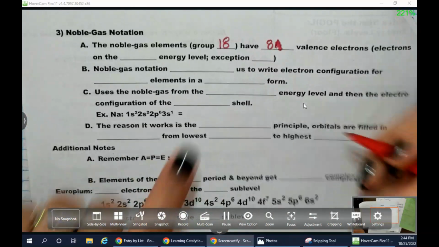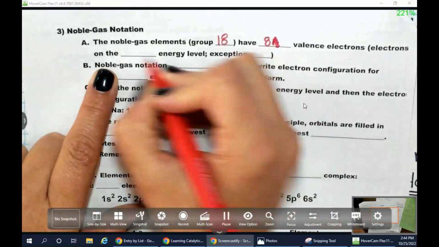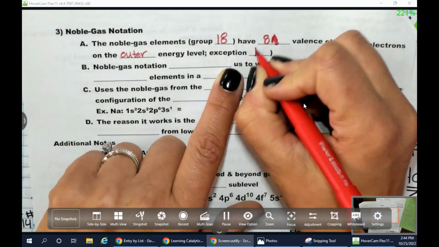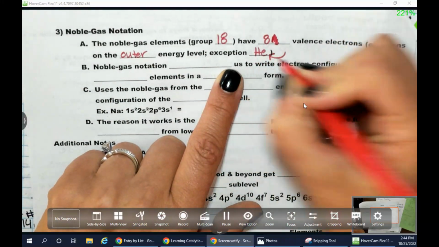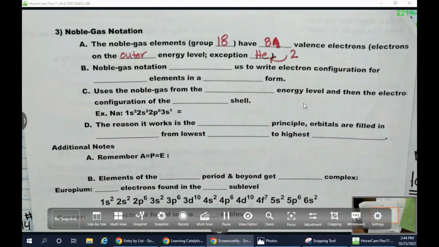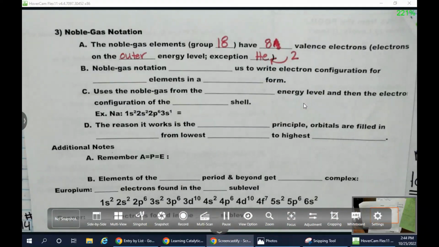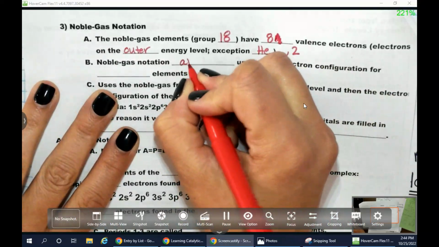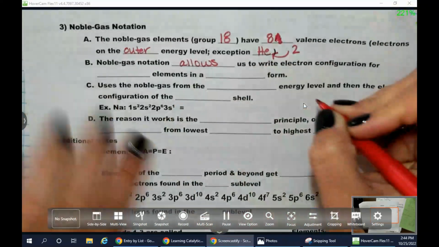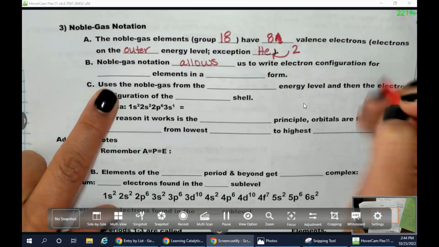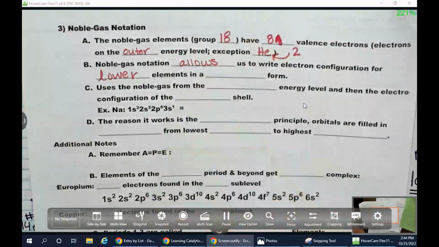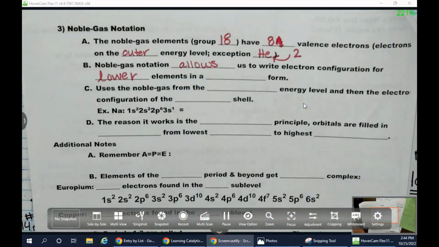All right, so they have 8 valence electrons, which are electrons in the outer energy level. Your exception to that is obviously helium. Helium only has 2. Okay? All right. So your noble gas notation allows us to write electron configuration for lower elements. It could have been outer or more complicated elements.